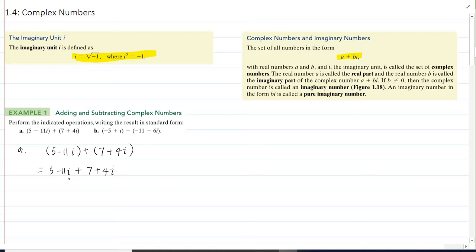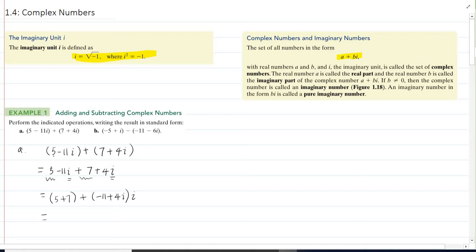Once we have this, you're just going to collect the like terms. In this case, we're dealing with i, and then we're also going to put all the numbers together. You always write the form a plus bi, so you have your real number first. So we put them together, right? 5 plus 7. And then we're also going to put negative 11 plus 4i together. Okay? So let's go ahead and work this.